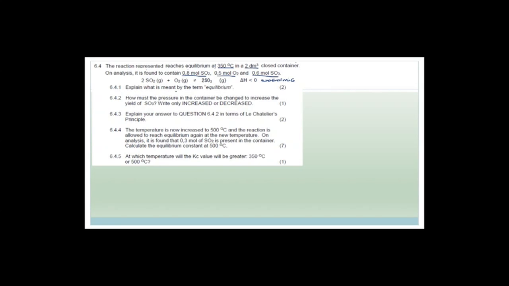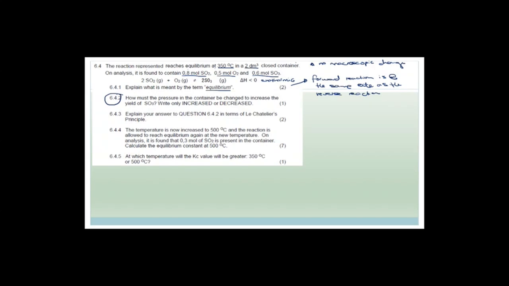It says, explain what is meant by the term equilibrium. Just the term equilibrium. So equilibrium is the stage in which the forward reaction is at the same rate as the reverse reaction. Or another thing you could say is that there is no macroscopic change. In other words, we can't see a change on the macroscopic level.